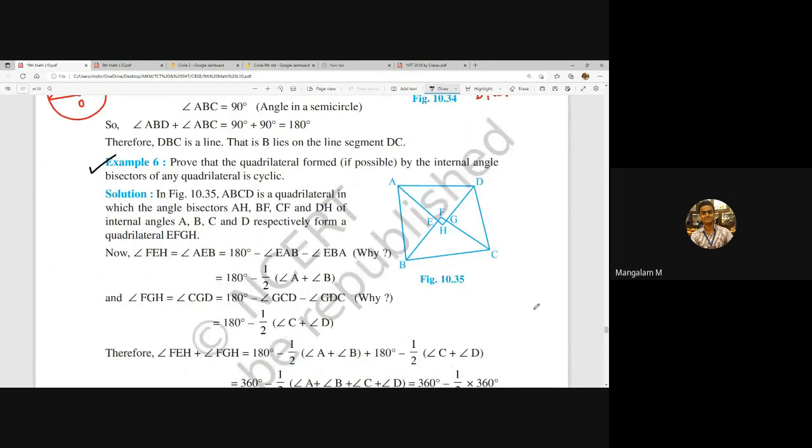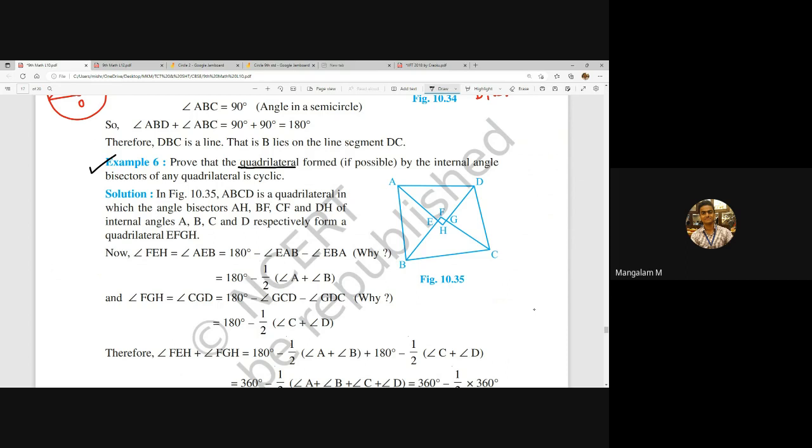Example 6. It is given that ABCD is a quadrilateral. Quadrilateral means a closed figure having 4 sides. अगर क्वाड्रिलेटरल लिखा गया है तो इसका मतलब आपको सिर्फ इतना समझना है कि एक क्लोज्ड फिगर है जिसमें 4 साइड्स हैं. Besides that, you know the property of a quadrilateral, that the sum of the interior angles of a quadrilateral is 360 degrees. So you know only these points when a quadrilateral comes into the picture.